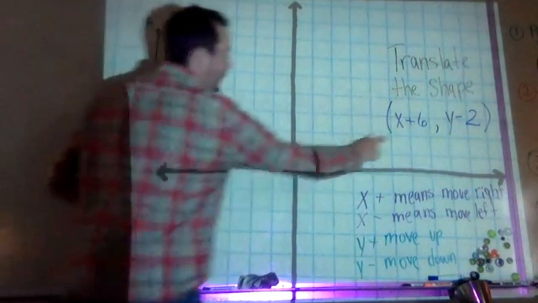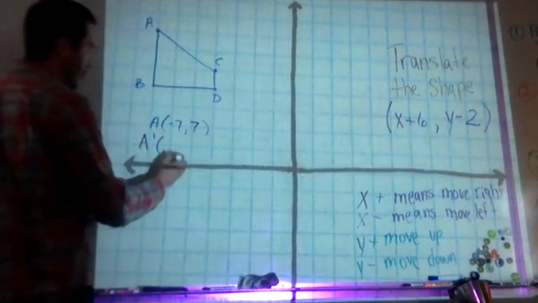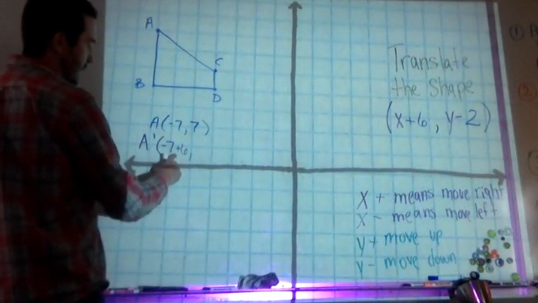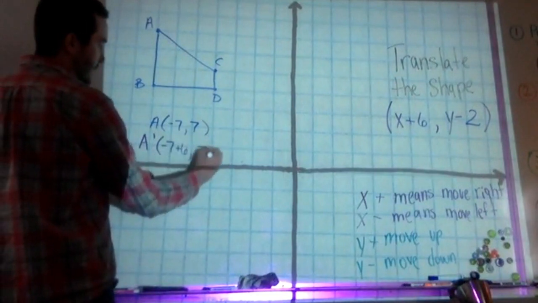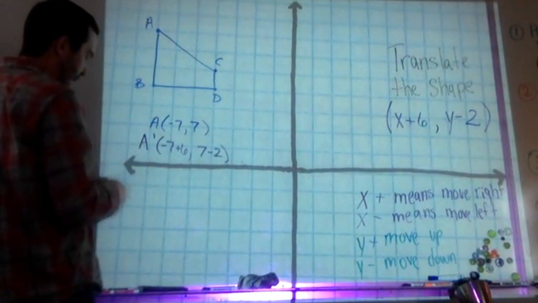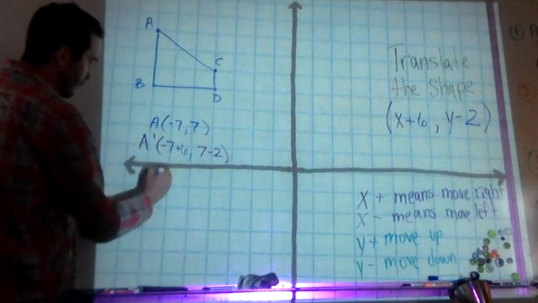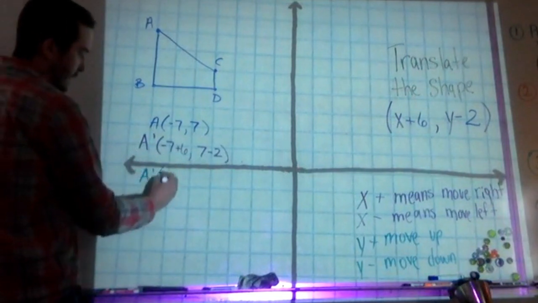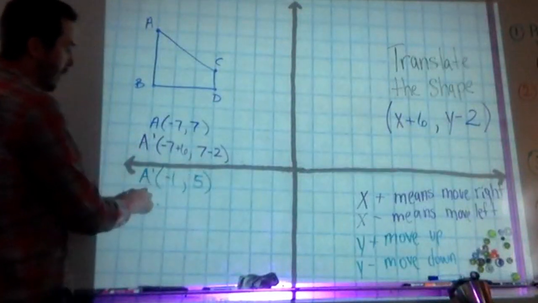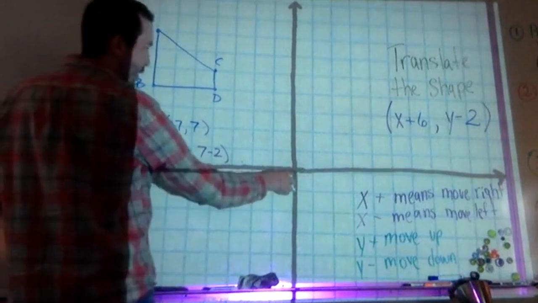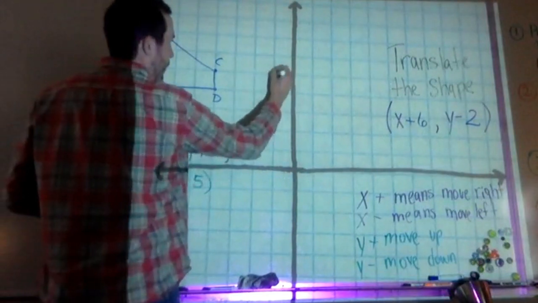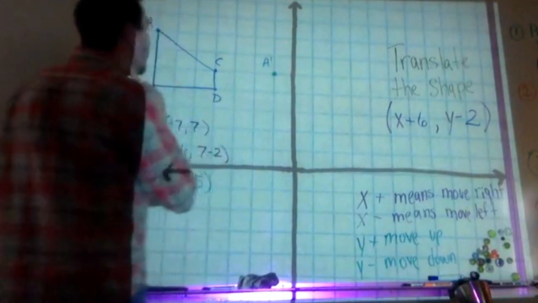So my A prime, well, I'm going to have x plus 6 and y minus 2. So I'm going to have negative 7 plus 6 for my x, and then positive 7 minus 2 for my y. And I find out that my A prime, negative 7 plus 6, is going to be negative 1, and 7 minus 2 is going to be 5. So A prime should be at this point, negative 1, 5. So I'm going to go negative 1 and go up 5. And there's A prime.